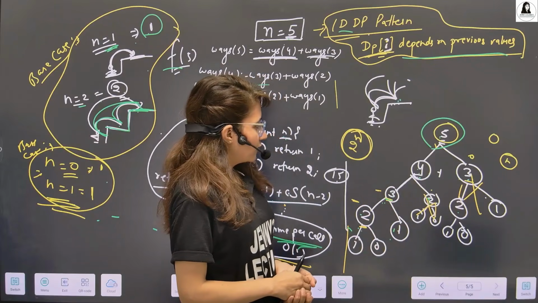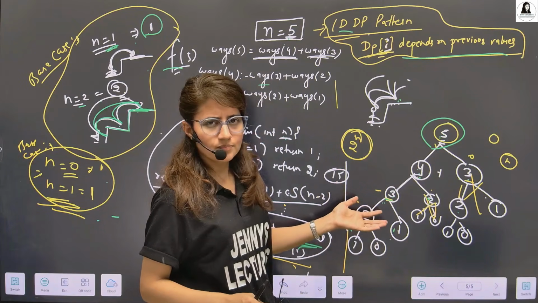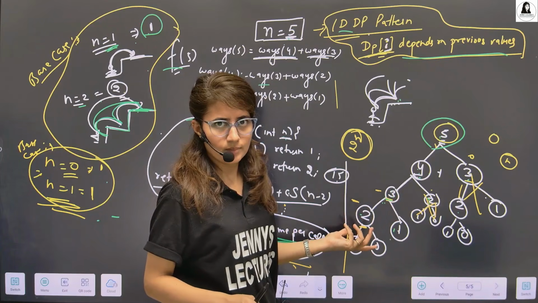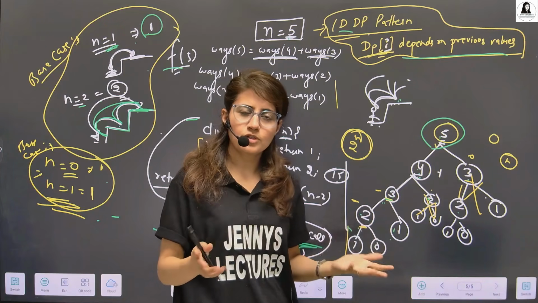Okay, so time complexity is order of n. Space complexity is order of n, because you are taking a DP array. If you don't take a DP array, it's order of 1 space complexity.